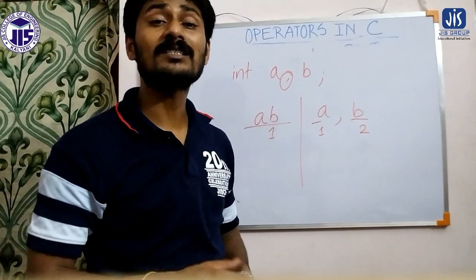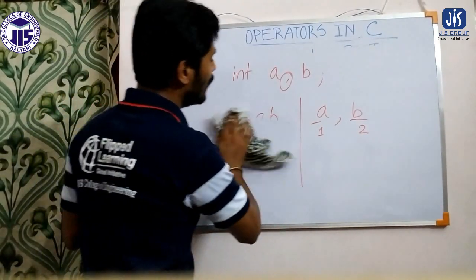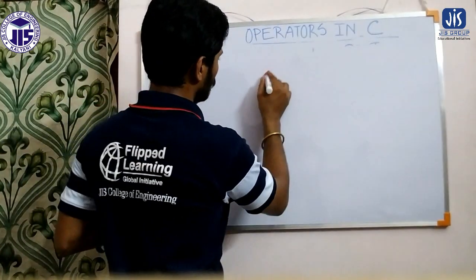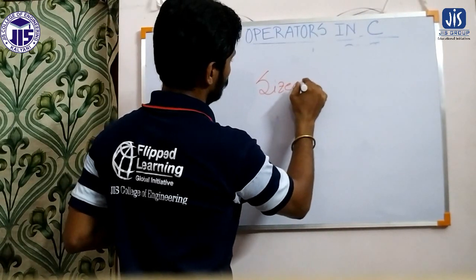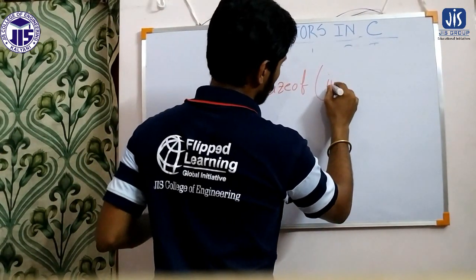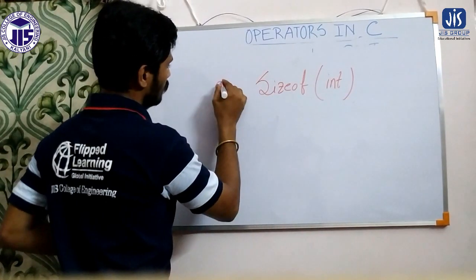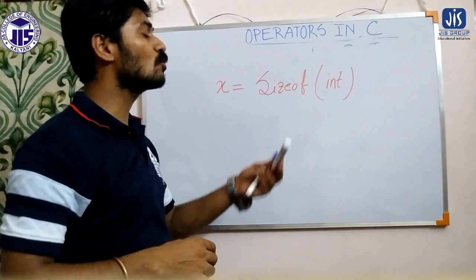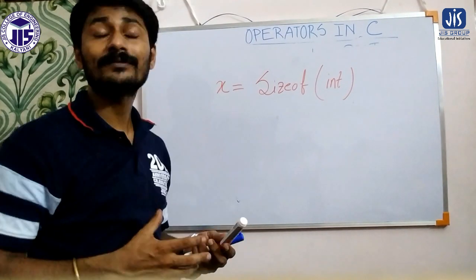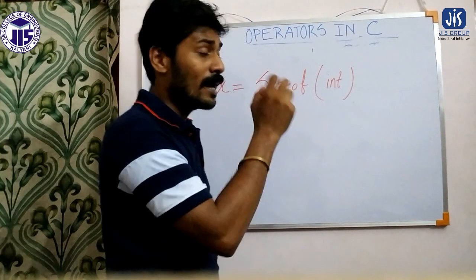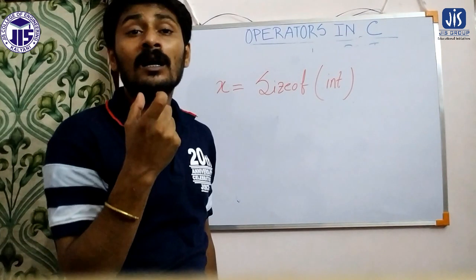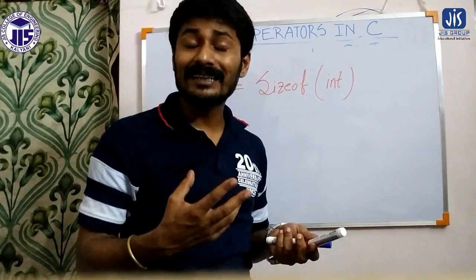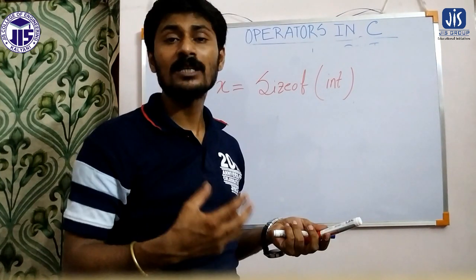Another operator is called the sizeof operator. Using the sizeof operator we can find out the size of any data type. If I write x equal to sizeof int, that means integer, or you can write x equal to sizeof float, or x equal to sizeof char. So here we are giving the data type, and using the sizeof operator you will get the size of that type. As we know, the size of the integer is 2, the size of character is 1, and the size of the float is 4 bytes.